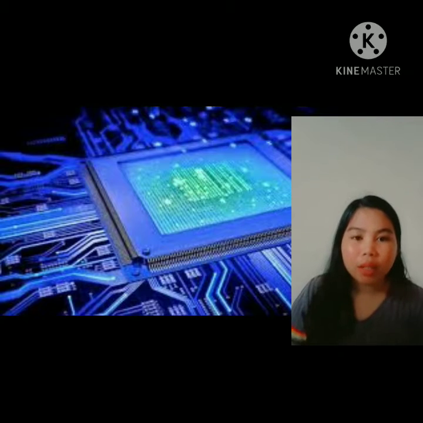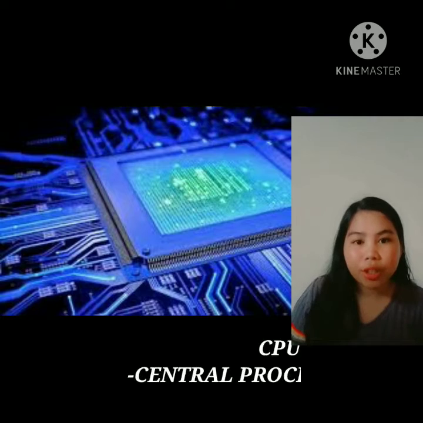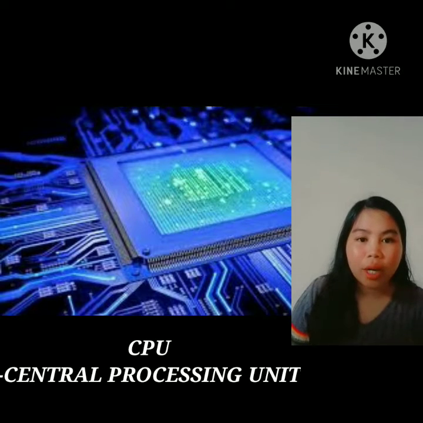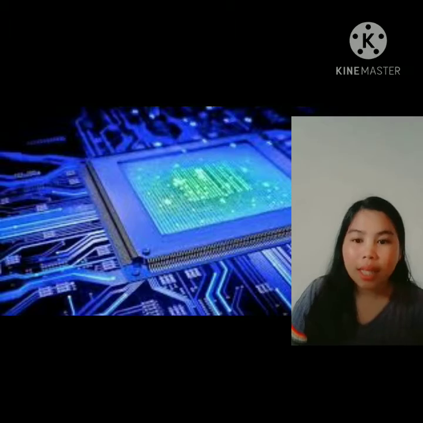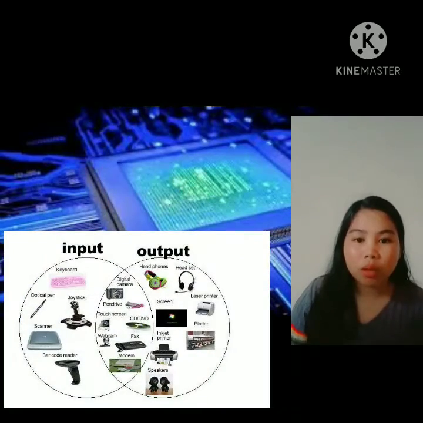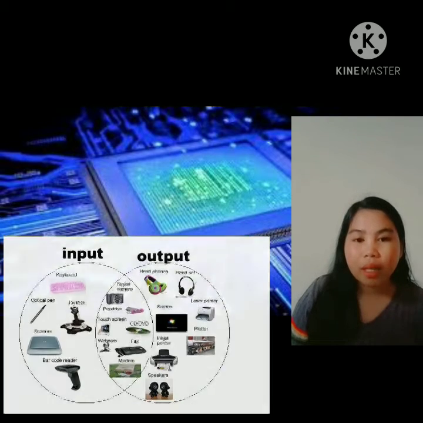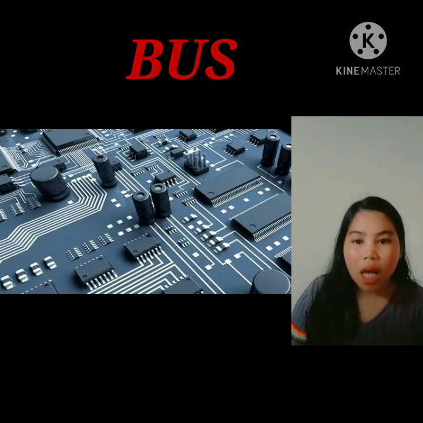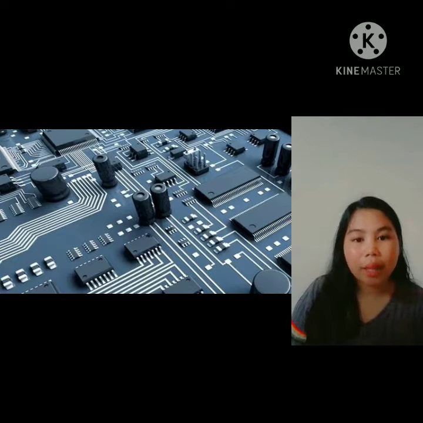There are components of a microprocessor and microcontroller. First, CPU stands for Central Processing Unit, the principal part of any digital computer system, generally composed of the main memory, control unit, and arithmetic logic unit. Second, input and output, used to input and output instructions or data. Third, the bus, address bus, and data bus.